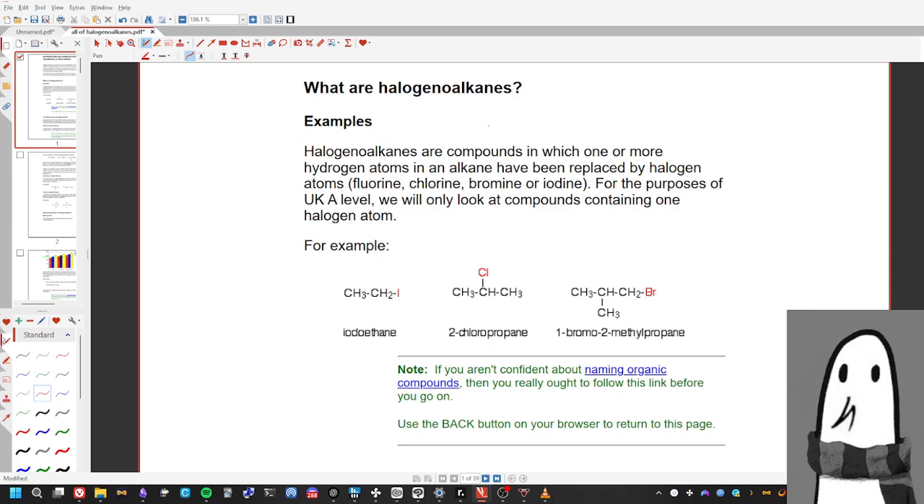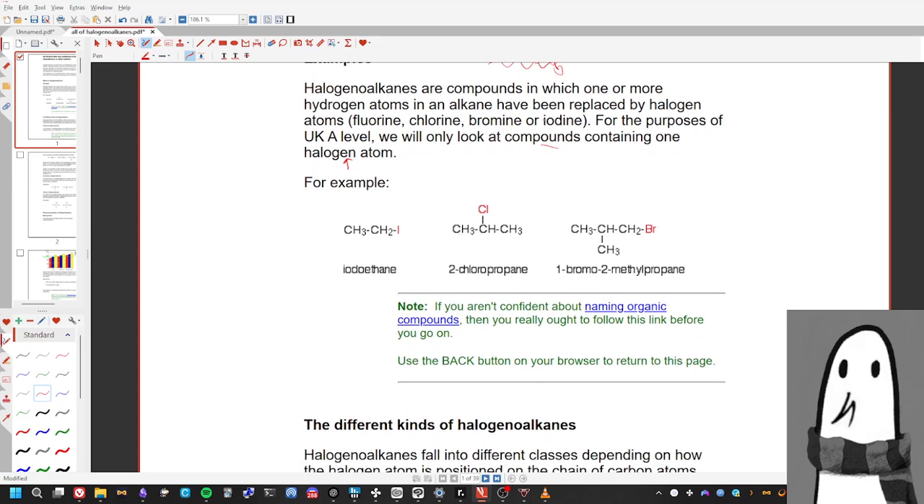So we have a normal alkane, let's say the skeleton, and it has two H's in each one, and this one has three H's. So three H's here, two H's here, here, here. And one of the hydrogens is going to be removed and replaced with a halogen. Now, for the most part, we will only be looking at compounds containing only one halogen atom. So we're never going to be looking at one alkane with two halogen groups.